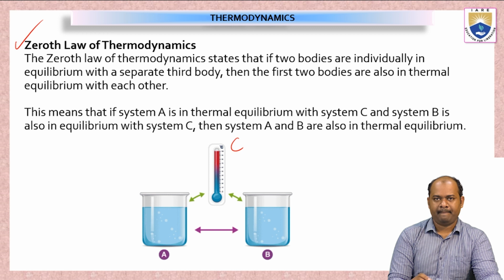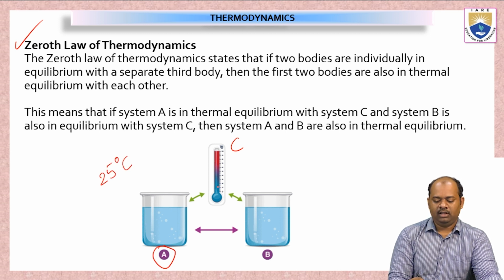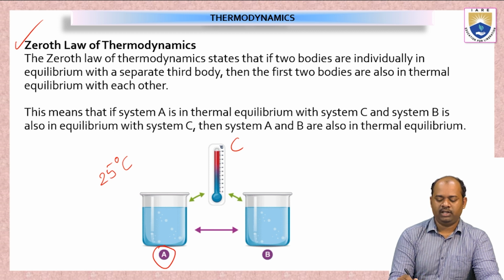Suppose I take the thermometer and keep it in the first container, that is beaker A. It will show the temperature; if the liquid is at room temperature, it will show maybe 25 degrees centigrade. Now I remove the thermometer from the first container and keep it in the second container. Now it also shows a temperature of around 25 degrees centigrade.